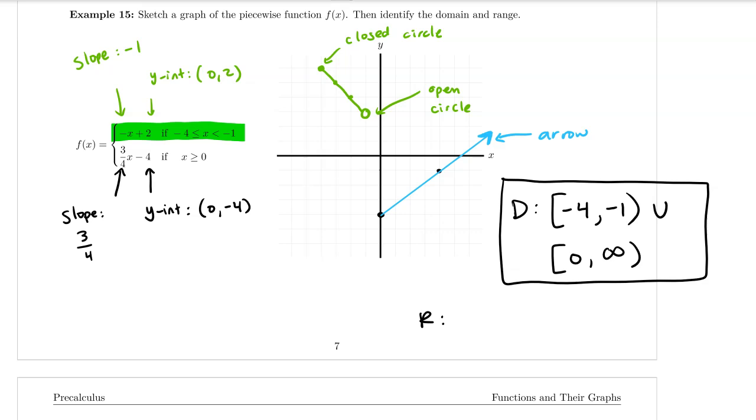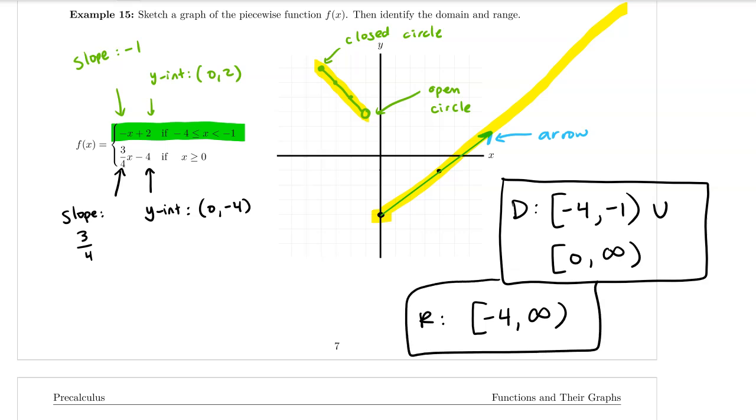Notice that the lowest y value on our graph is occurring right here, and that y value happens to be -4. And because there's a closed circle, that means I'm going to put a bracket on -4. Then what happens is this part of the graph goes up forever, meaning that I am going to attain every y value that is greater than -4. I don't even have to consider the y values on the other part of my graph because my blue line will go upwards forever and it'll actually already capture all of the y values that we will have in our range. So then our upper bound is infinity for our range. So there is our domain and our range.